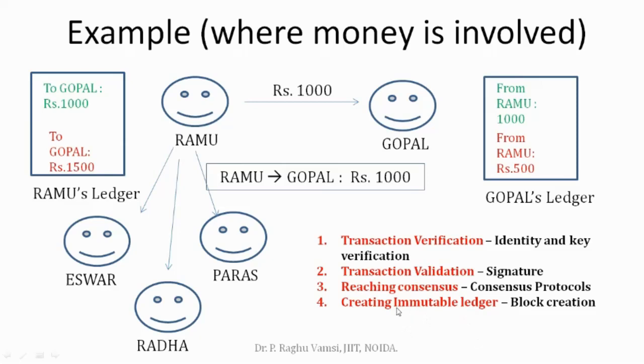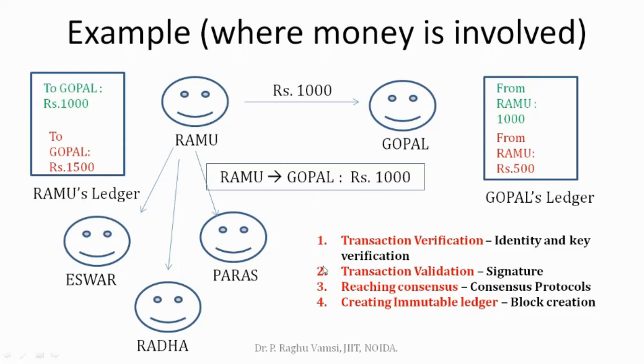Next one is creating the immutable ledger. That means whenever the witnesses agree that this is a valid transaction, this transaction has to be enclosed in a data structure called a block. Okay, like this, over a period of time, several transactions may be generated. This is one case, Ramu to Gopal. There may be a case where Paras sends 100 rupees to Ishwar, and the same transaction may be generated and circulated to Ramu, Gopal, and Radha. Now Ramu, Gopal, and Radha have to verify whether Paras has exactly sent the 100 rupees or not. If that is a committed transaction, the transaction will be included in the block.